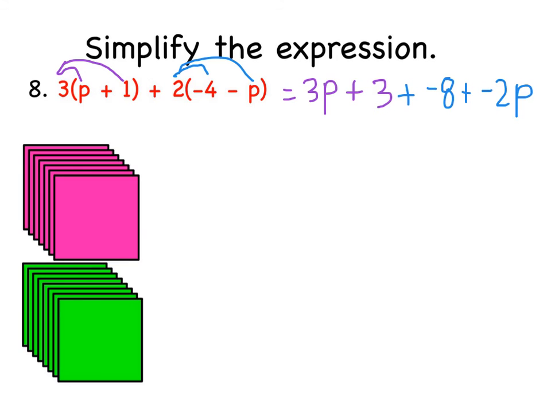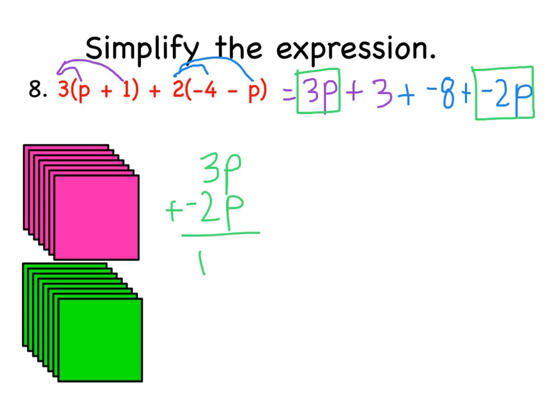Okay, so after distributing the first set of parentheses, I got 3p plus 3, and then I added to that the results of the second set of parentheses, so I got negative 8 plus negative 2p. Now I'm going to go ahead and combine my p's, so I have 3 and negative 2, so 3p plus negative 2p is going to give me 1p.